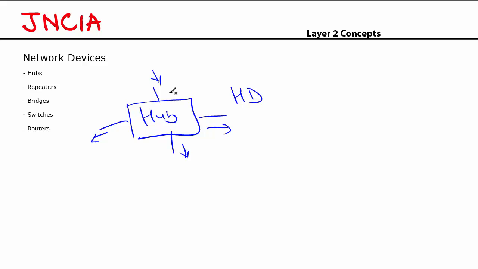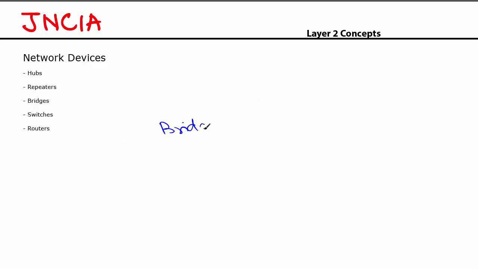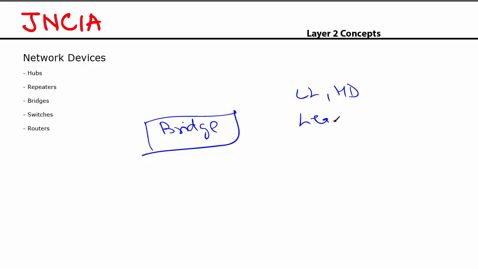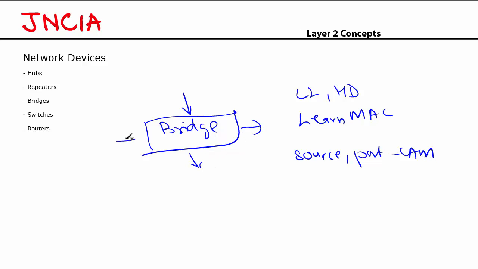Let's talk about a bridge. A bridge is a layer 2 device which operates in half duplex mode. The interesting thing is that the bridge has the capacity to learn MAC addresses. So the first time the bridge receives a frame, it is going to remember the source MAC address and the port in its CAM table, and then it is going to forward the frame out all other ports. The reason is because it does not know where the destination is located.